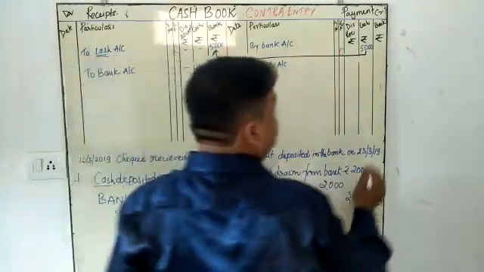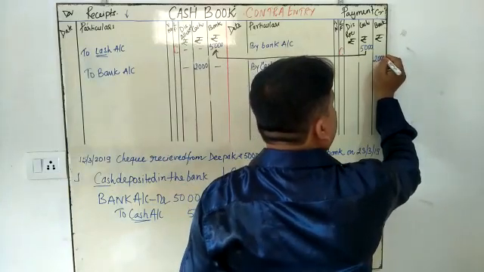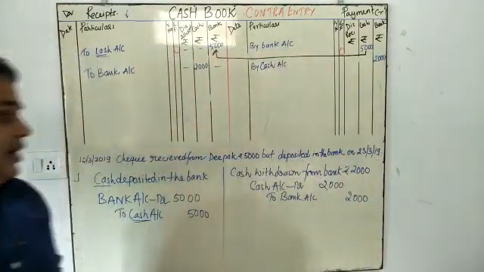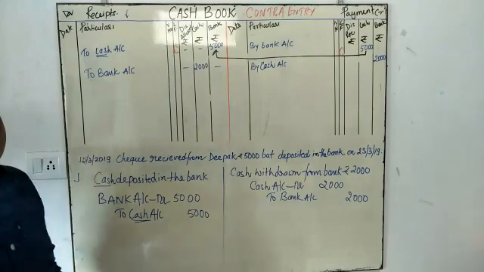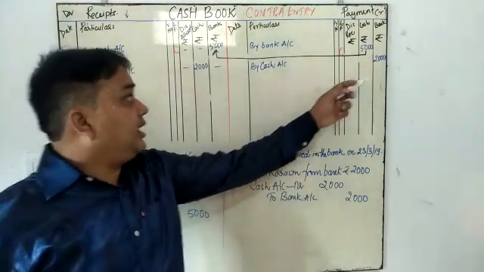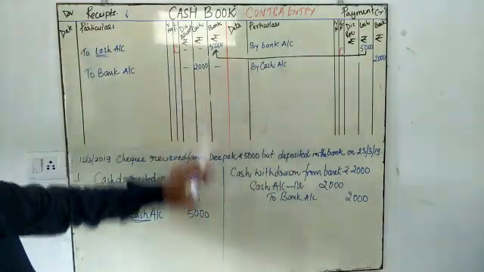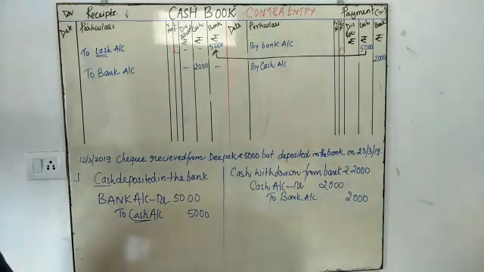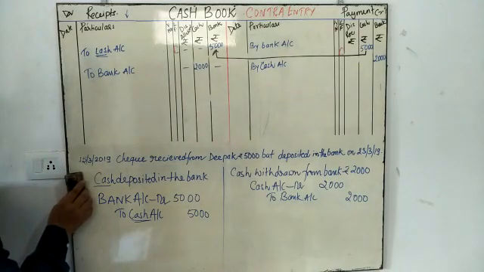That is the bank column, rupees 2000. So simple. You withdraw the cash from the bank. It means your bank balance is going to be decreased, and your cash balance is going to be increased. Now take the third situation of the contra entry, my dear student.